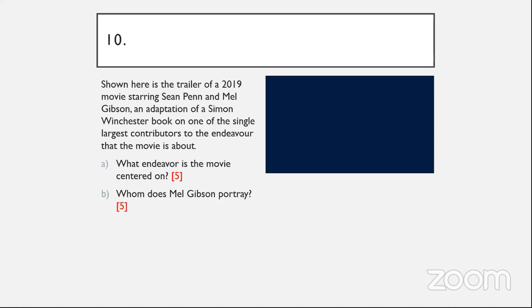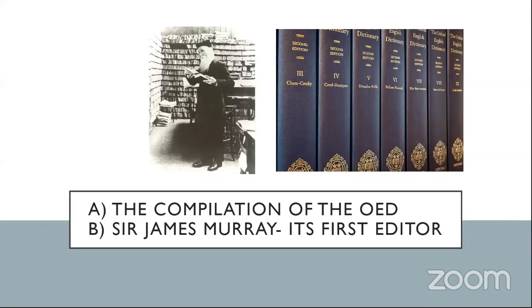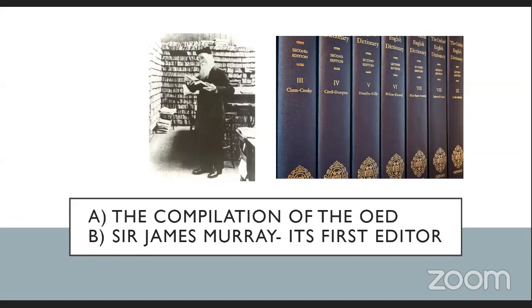So we are saying it's about the Oxford Dictionary, and Mel Gibson is portraying James Murray. We'll give you the full 10 points. The movie is about the compilation of the Oxford English Dictionary, and the Scotsman that Mel Gibson was playing was indeed Sir James Murray, who was its first editor. So 10 points to Team 4 for getting that.